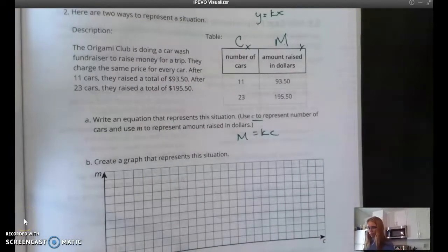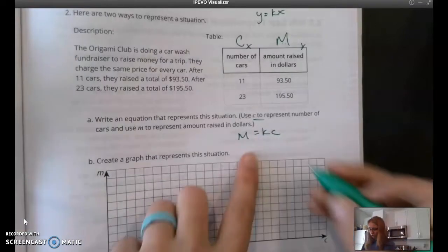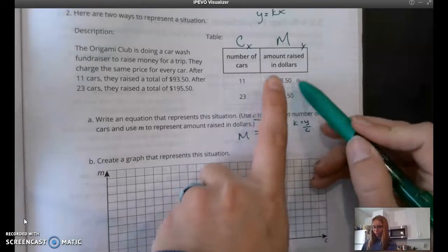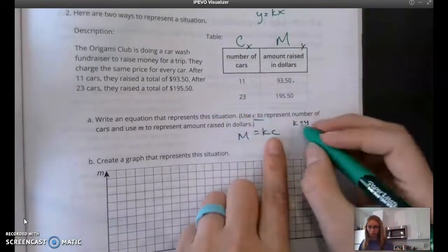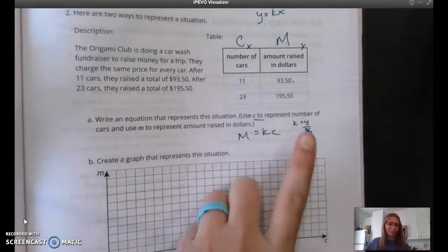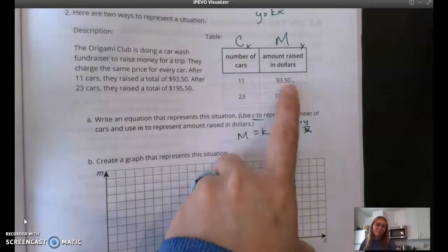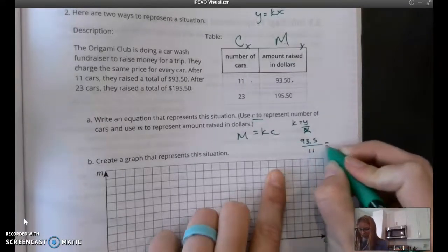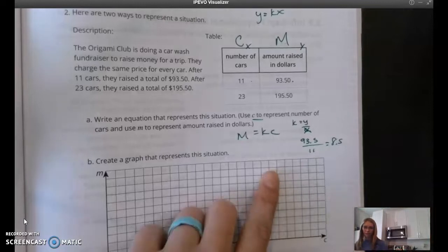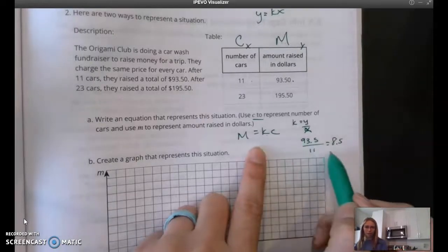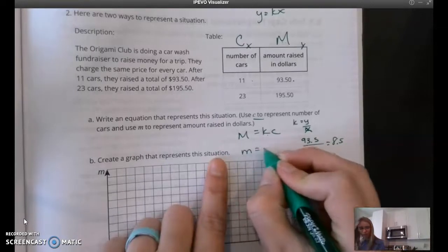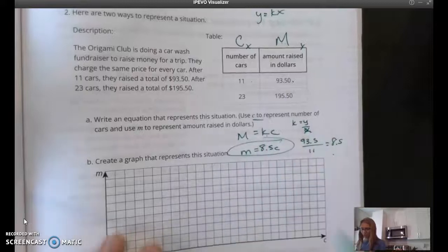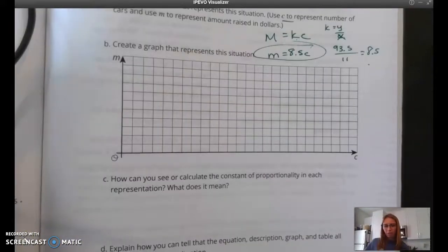Now what I need to do is figure out my k value. So in order to do that, k equals y over x. I'm getting them mixed up, but still, y over x. So I can do 93.5 over 11. You plug that in your calculator, you get 8.5. So now we can plug that in for k. So our final answer is m equals 8.5c. That is our equation. Alright, so now we need to graph this, okay?